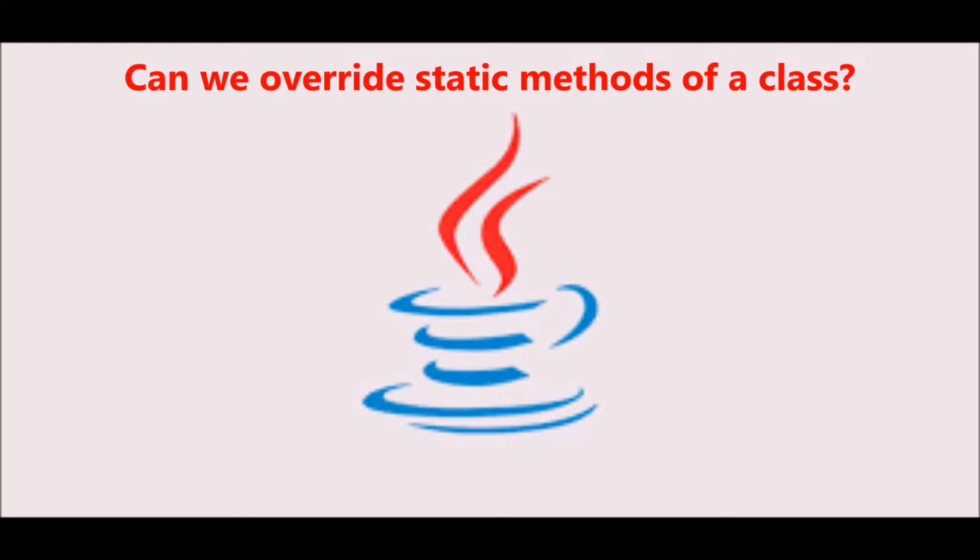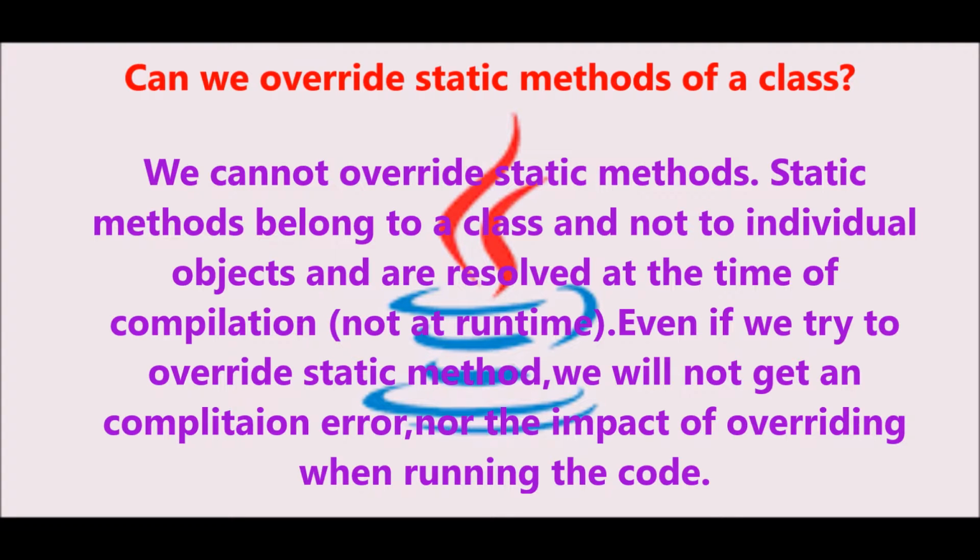Can we override static methods of a class? Answer: we cannot override static methods. Static methods belong to a class and not to individual objects and are resolved at the time of compilation, not at runtime. Even if we try to override a static method, we will not get a compilation error, nor the impact of overriding when running the code.